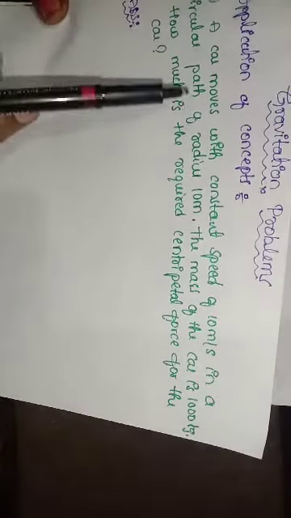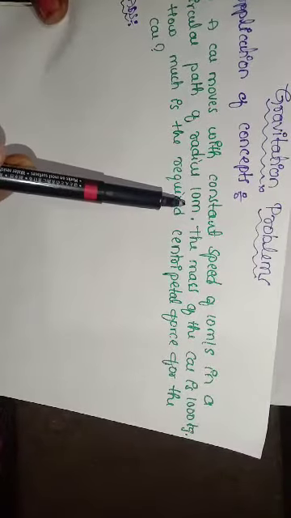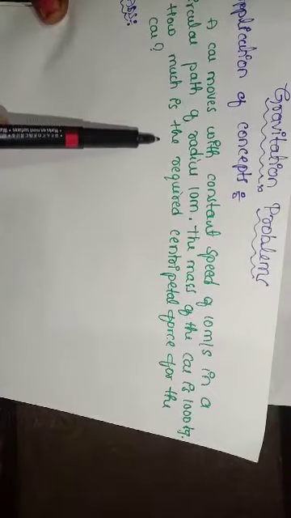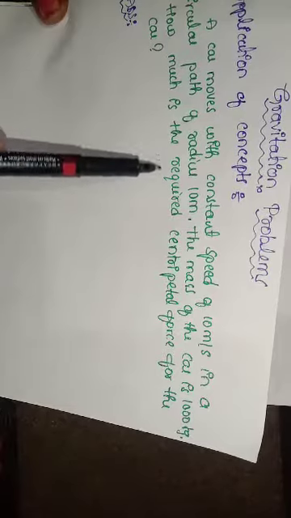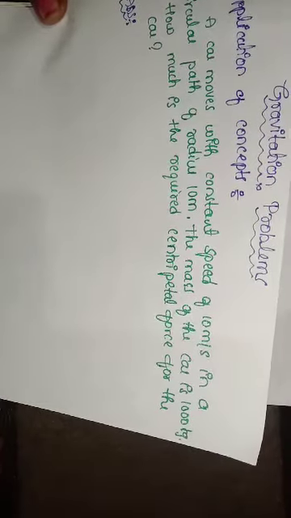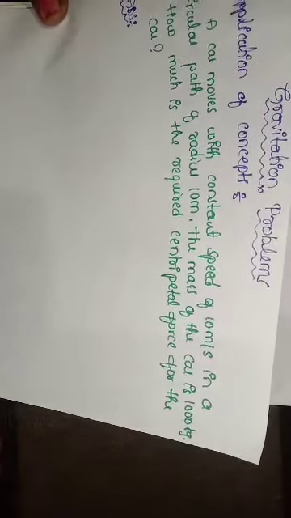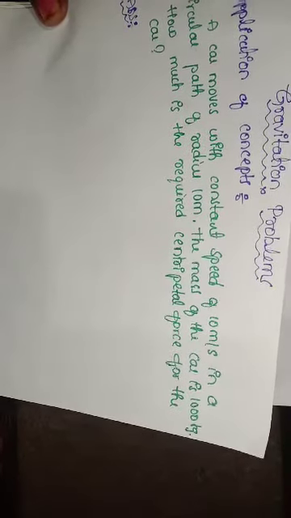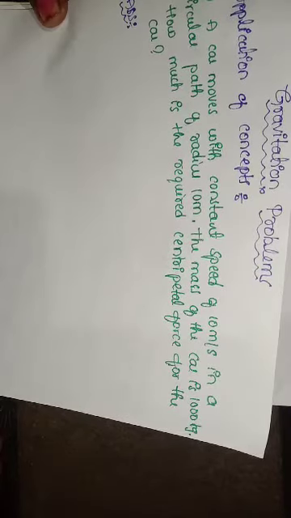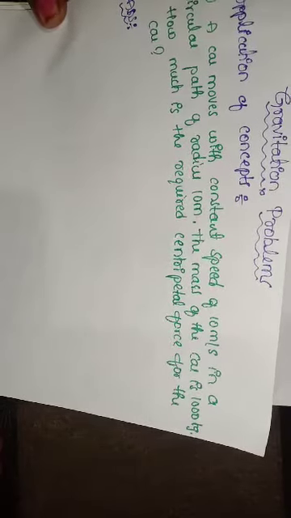First one: a car moves with a constant speed of 10 meters per second in a circular path of radius 10 meters, and the mass of the car is 1000 kg. How much is the required centripetal force for the car? So we have to find the centripetal force. I already gave the derivation for the centripetal force formula. What is the formula for centripetal force?